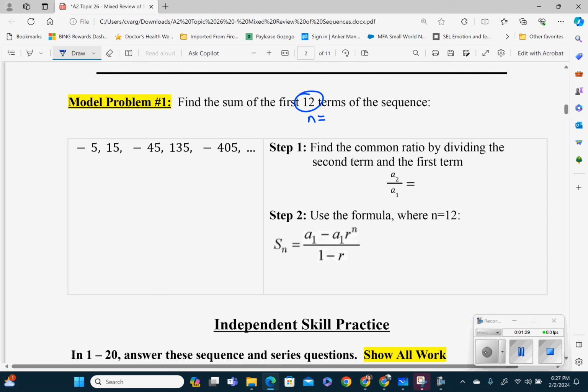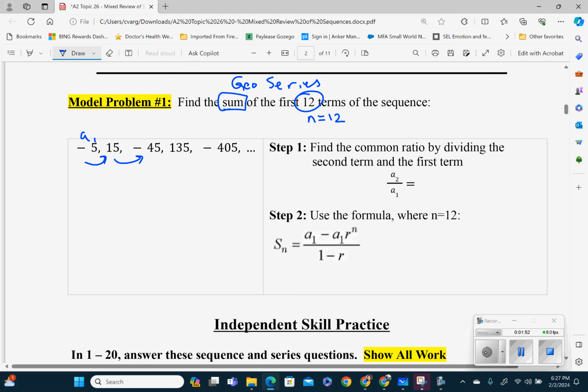So n is equal to 12. Okay, good thing to know. And usually when they ask you for the sum, it's for a series. It's for a geometric series. So here, let's find out what number are we multiplying. So first thing I'm noticing is the signs change, so it's going to be multiplied by a negative, but again, let's just say you didn't know that.